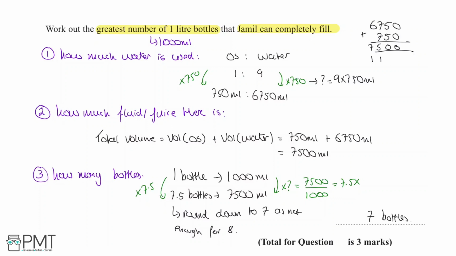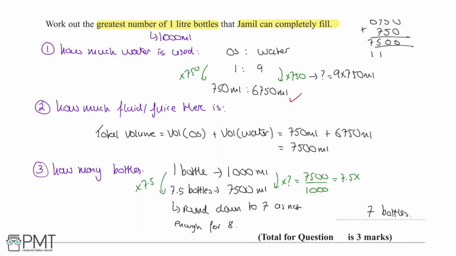So this question is worth 3 marks. The first mark comes from finding how much water is needed. The second mark comes from calculating the total volume, which is 7,500 milliliters. And the third and final mark comes from getting the number of bottles as being 7.